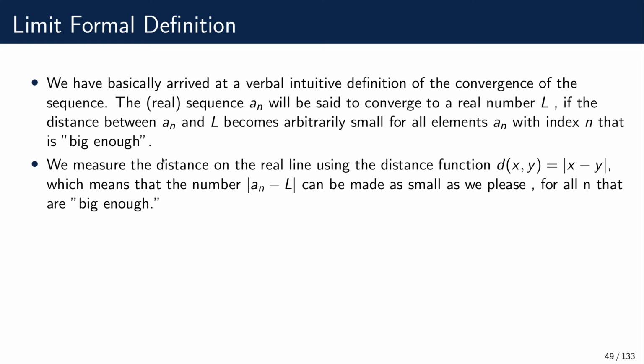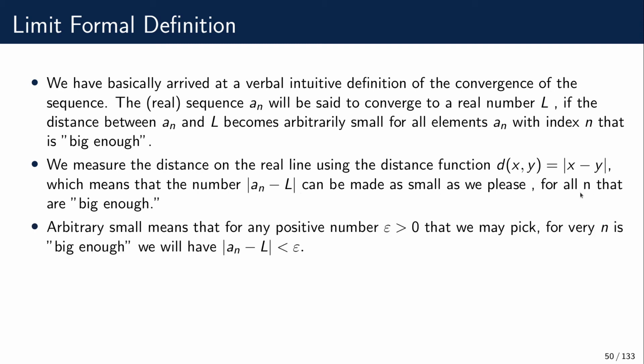Now when we want to make this notion of distance precise, we use this distance function. In any metric space, as we will see, whenever we have the notion of distance, we can also define the notion of convergence, because we measure the distances. So this distance between elements of the sequence and the limit can be made as small as we please for n that is big enough. But how big should n be? Well, it depends on how small we want this expression to be. The smaller we want it to be, the bigger this n needs to be.